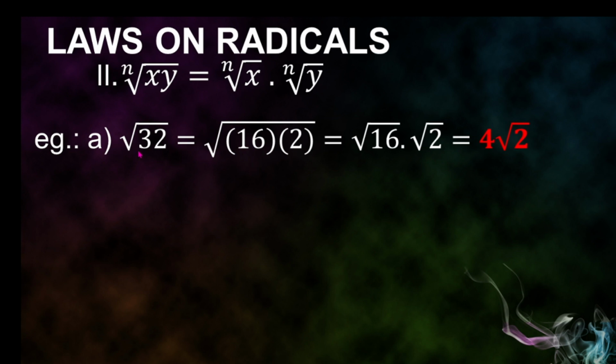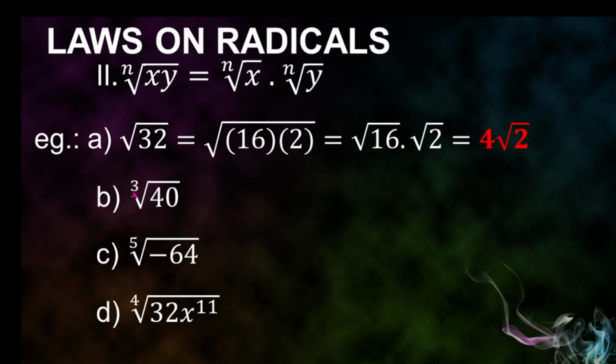So we are going to rewrite the square root of 32 as the square root of 16 times 2. Therefore, we have the square root of 16 times 2. We simplify the square root of 16, so that is equal to 4. And we are just going to copy the square root of 2. Thus, the square root of 32 is equal to 4 times the square root of 2.